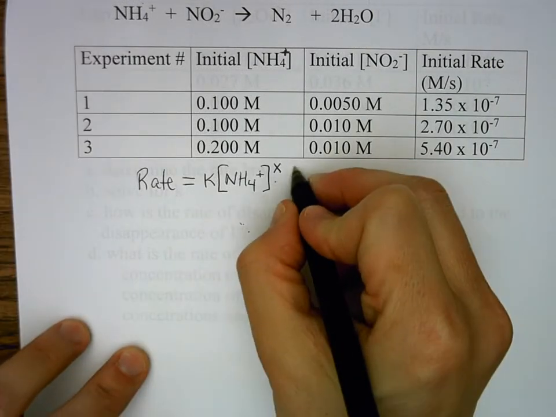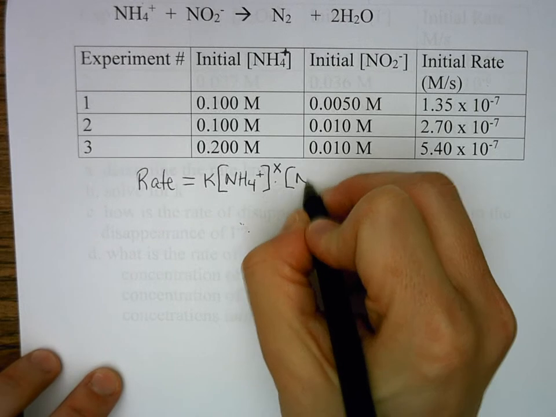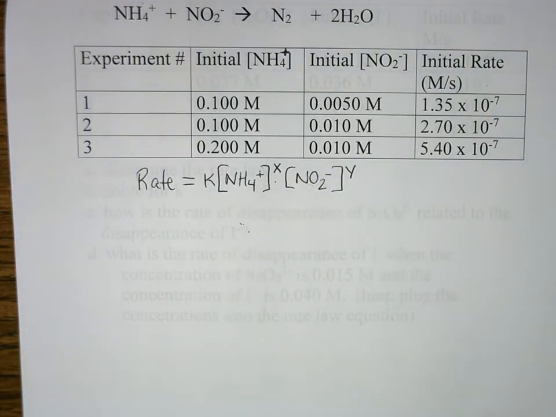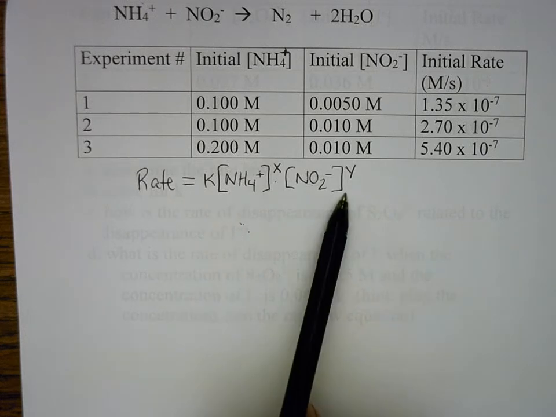And then also times the concentration of NO2 minus to the y, which I don't know what that exponent is. I'm going to figure that out. Okay? So do that first. Always set up the equation first. Are there any questions about how I set it up like this? Yep, go ahead.